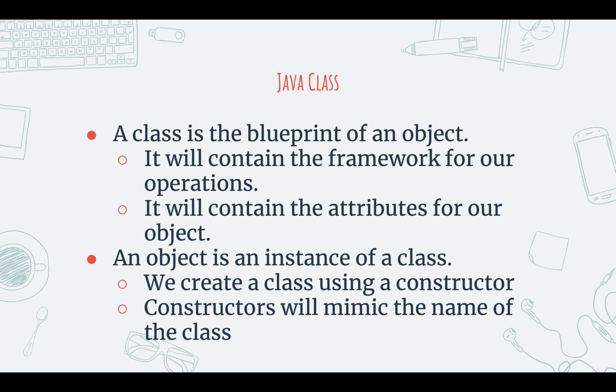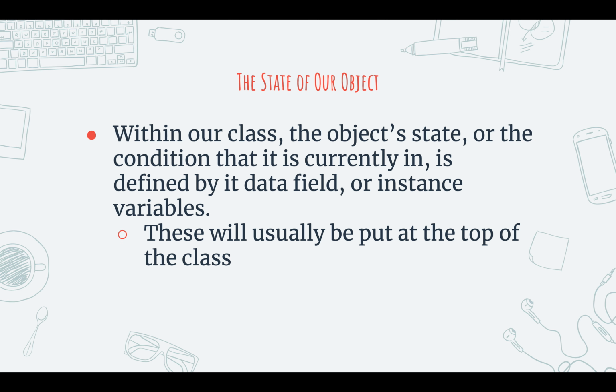So I know that this might sound like programming jargon to you right now, but it will make sense later in the video. But just know that a class encompasses the blueprint for an object, the framework, one can say. And then the object, the actual creation of the object, is done through the constructor because that constructs the object. So let's first discuss the state of our object.